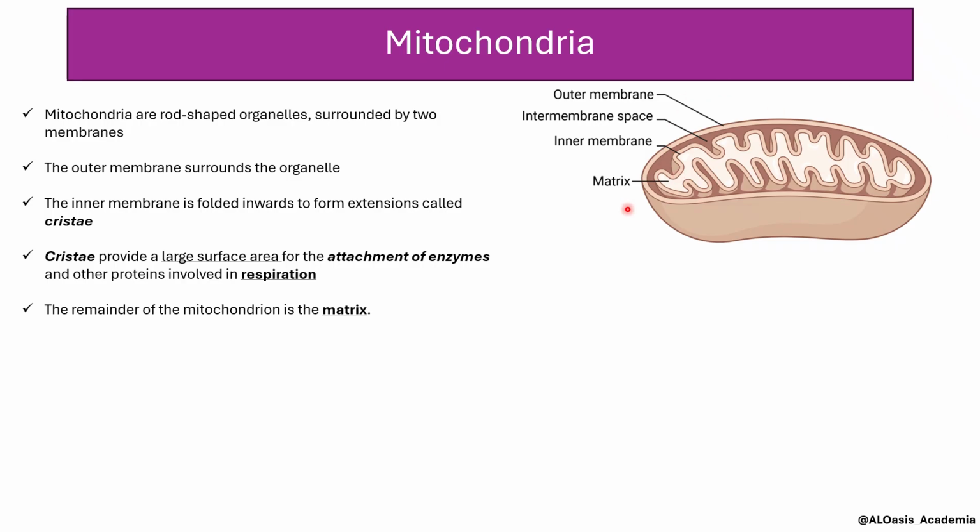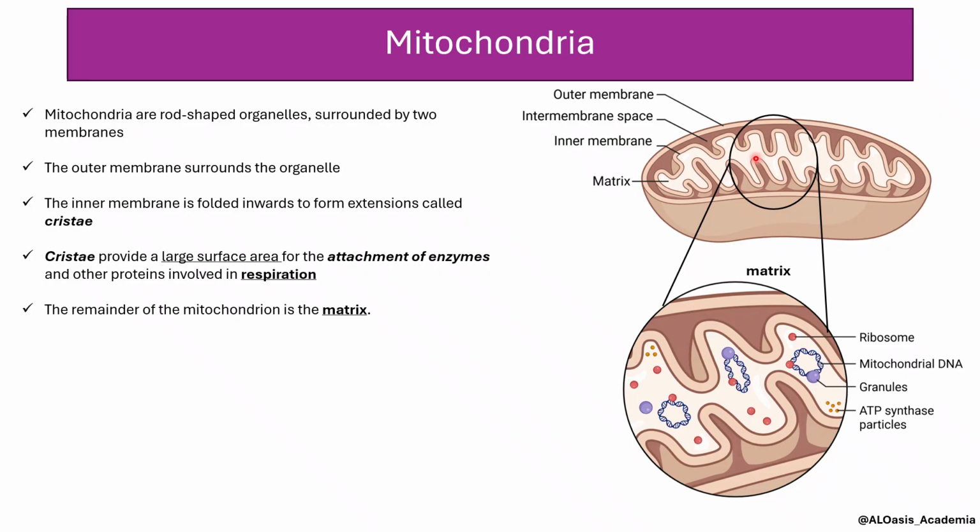The remainder of the mitochondria is called the matrix. This place here inside is called the matrix. Let's zoom in on the matrix. What does the matrix contain? This area within the inner membrane is the matrix, and it contains ribosomes, which we already know by now what they are.